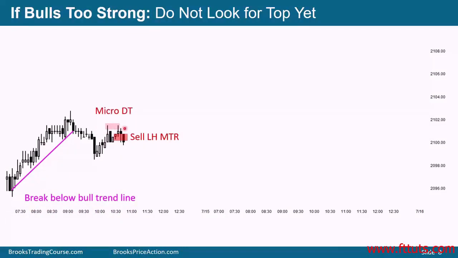Micro double top, that's good. That increases the probability of success. But this rally up to this bar is about 9 bars without a pullback. This is the first reversal down, the first time a bar went below the low of the prior bar. That makes this a lower probability short, even though it's a micro double top and a lower high major trend reversal.